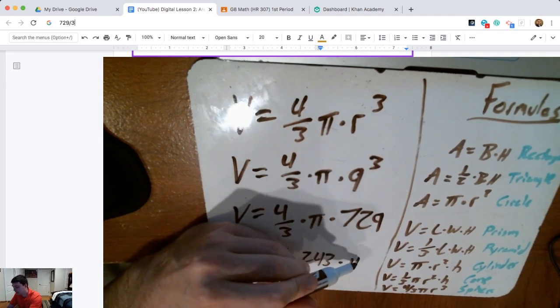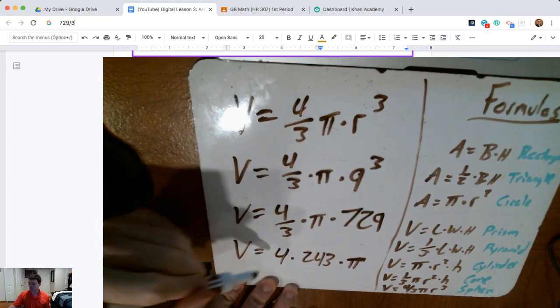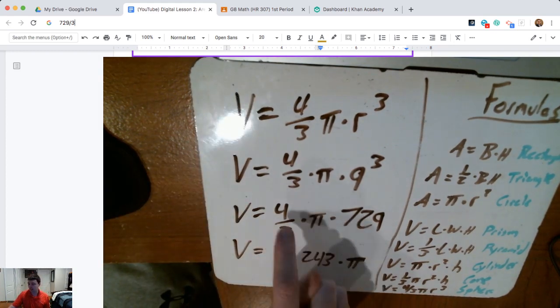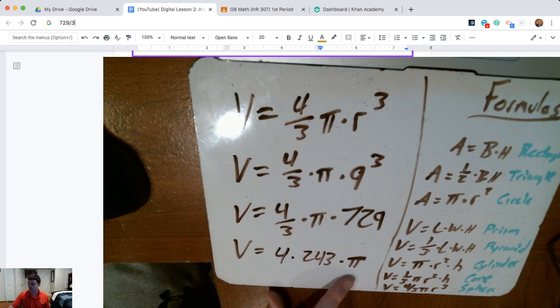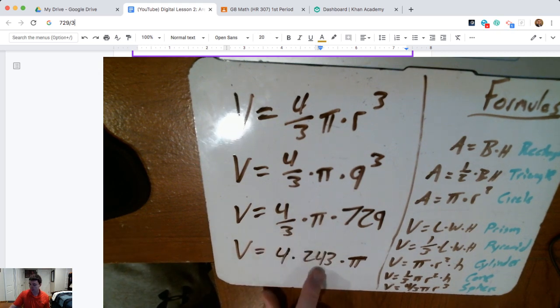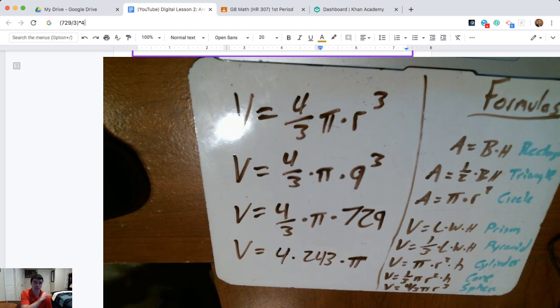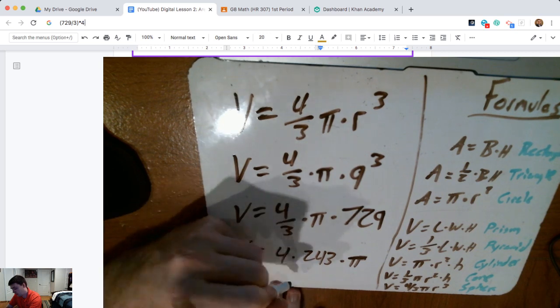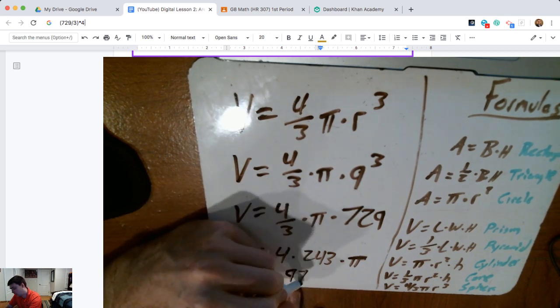And I'm going to emphasize there's a lot of different orders you could do this multiplication and division out. I just chose to do 729 divided by 3. That gave us 243. 243 times 4 is going to give you 972. So the answer for the volume is going to be 972 multiplied with pi.